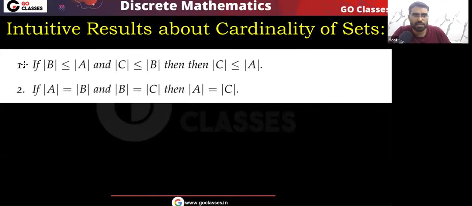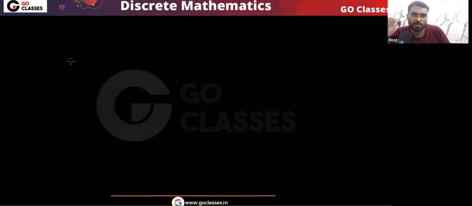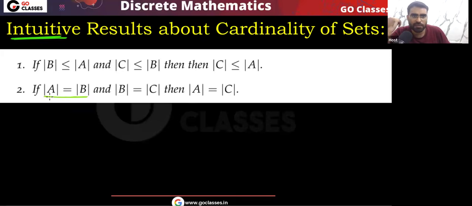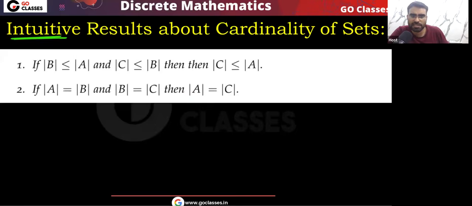Okay, now some intuitive results you can also see related to cardinality. These are very intuitive. Yes or no? Let's read these. These are intuitive results about the cardinality of a set. For example, if A, B have the same cardinality and B, C have the same cardinality, then A, C have the same cardinality. This is very intuitive, right? Very simple. For example, if A is equal to B, B is equal to C, then A is equal to C. Something like this.